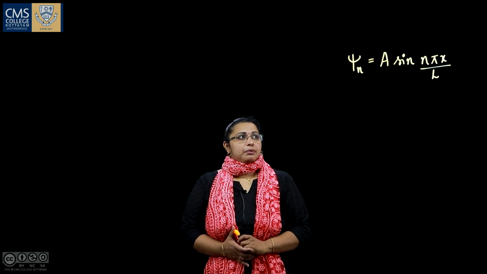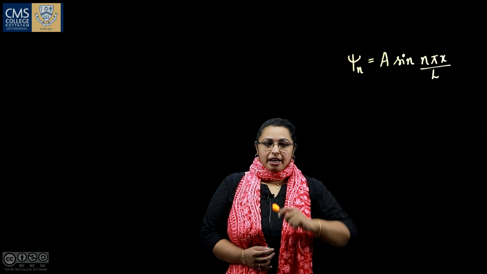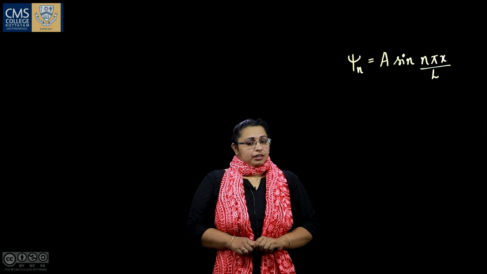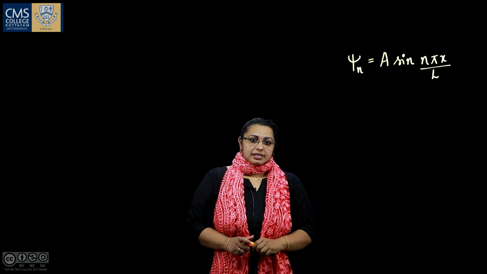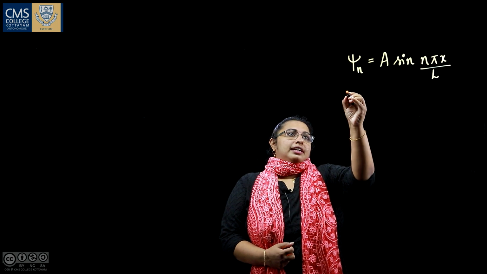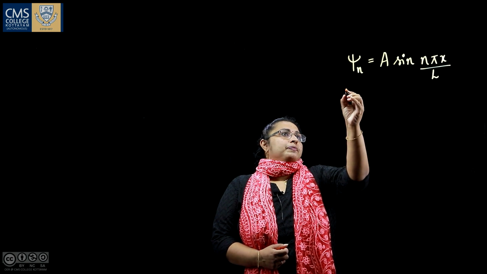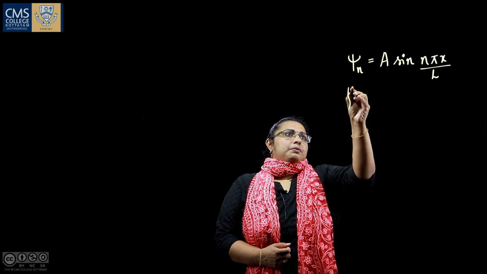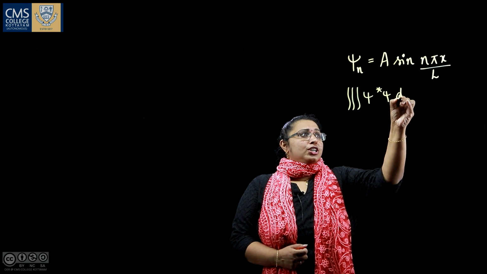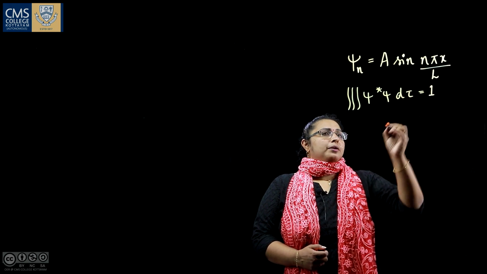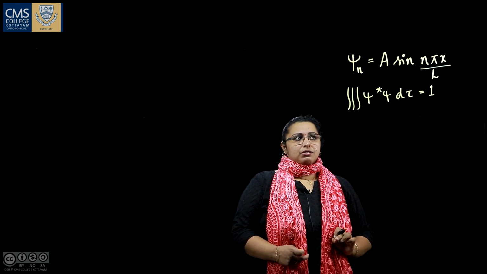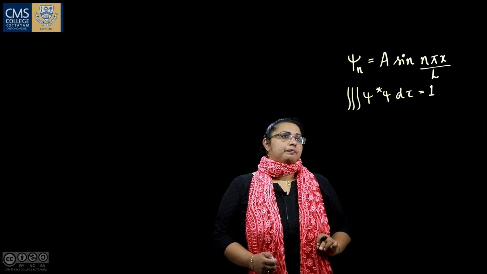No, it is not complete, because you are having a constant A. You have to find out the value of this constant A. To find the value of this constant, you have to normalize this function. You have already studied the normalization condition, that is for a three-dimensional system, triple integral psi star psi d tau is equal to 1. Here d tau is the volume element, psi star is the complex conjugate, and psi is the wave function.